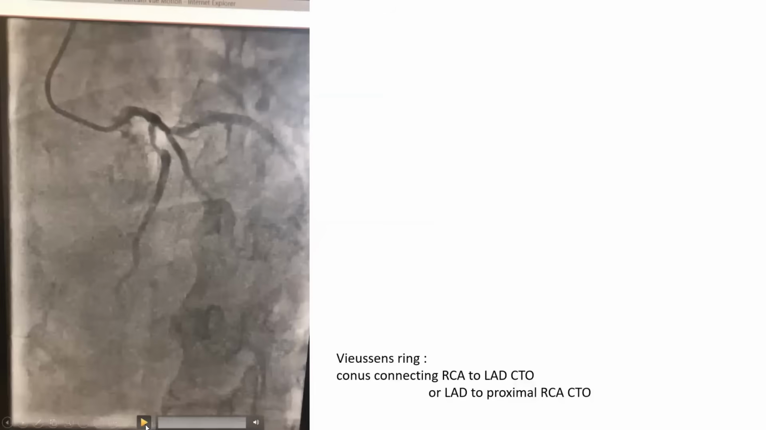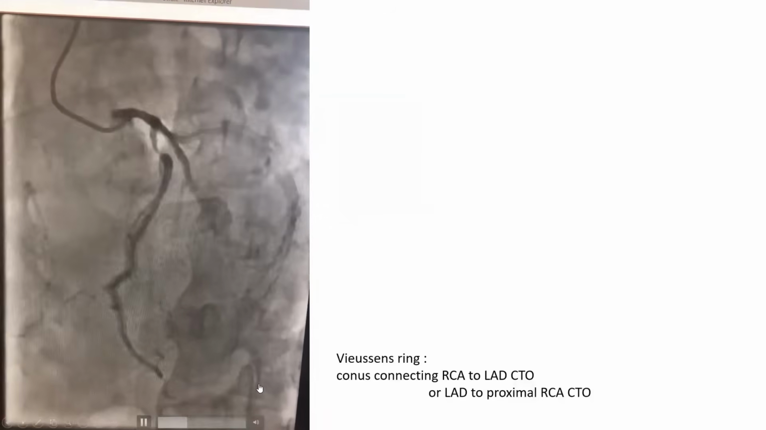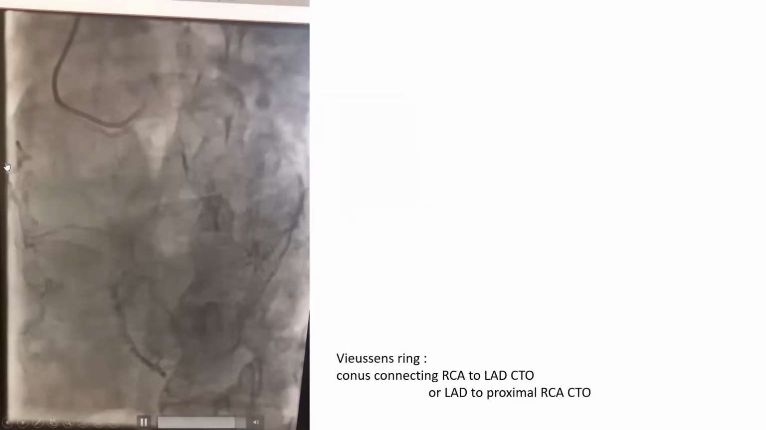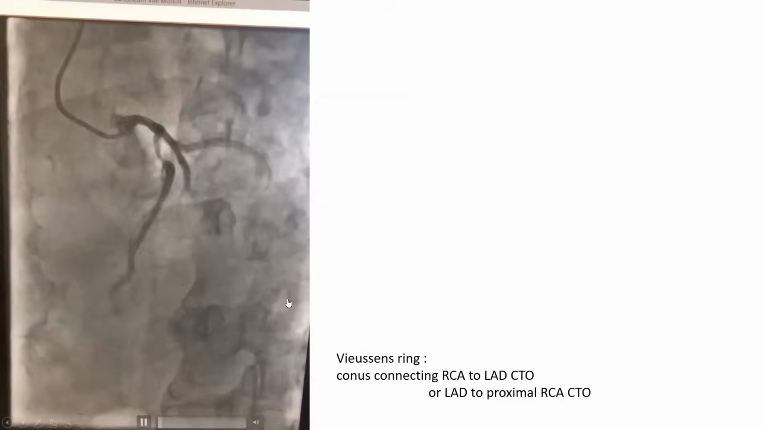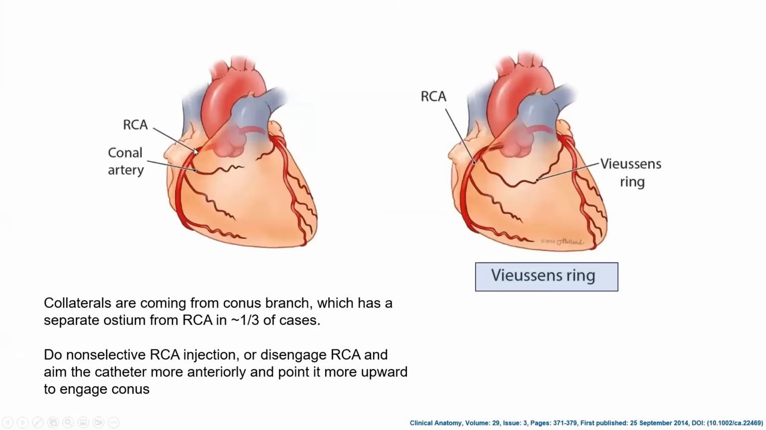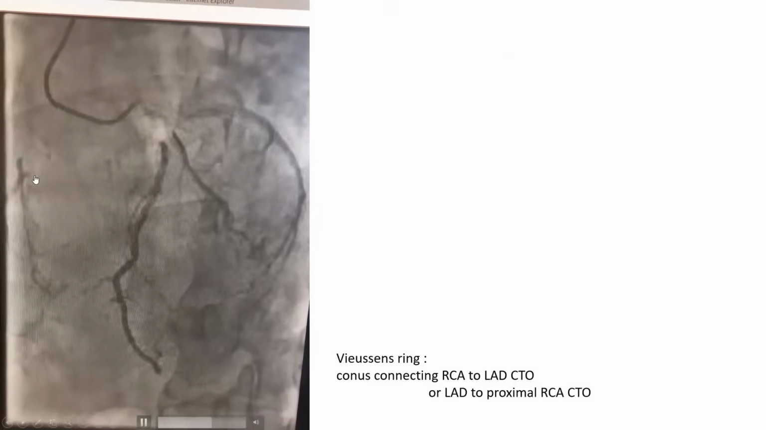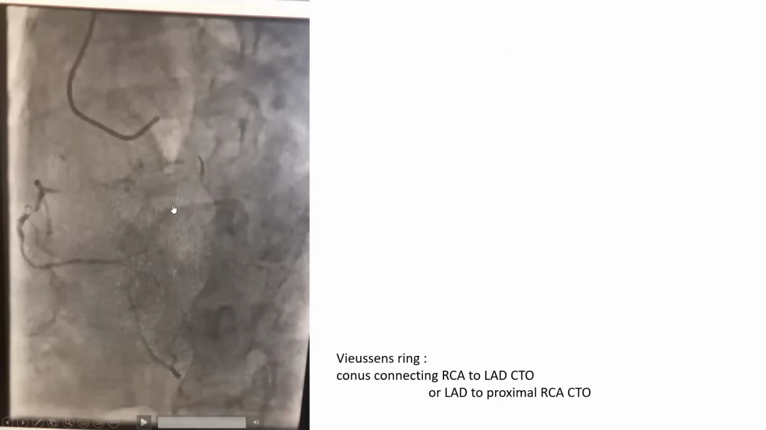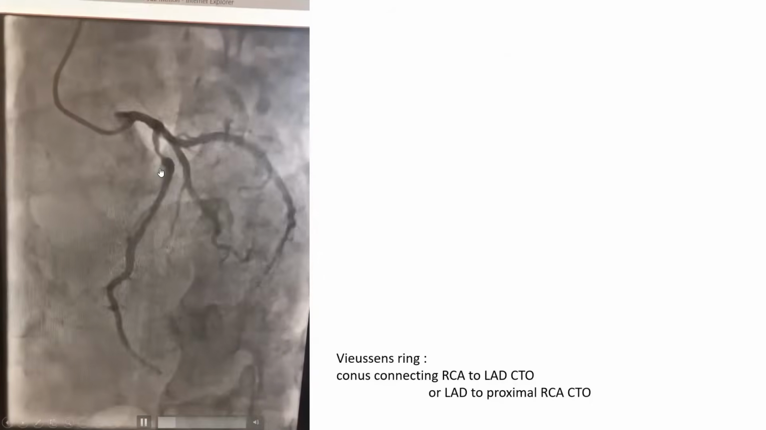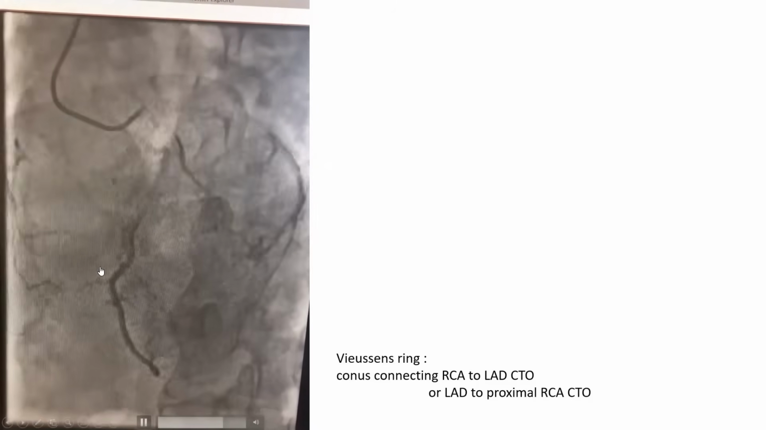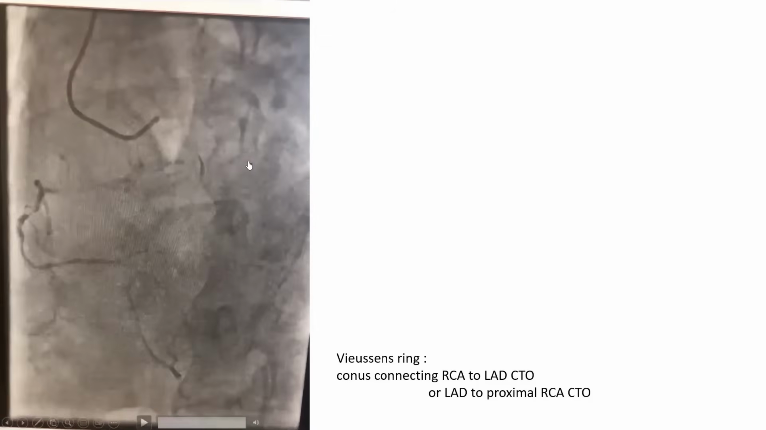This is from a case I did. This is a Vieussens collateral for an occluded RCA. It can go both ways, Vieussens. It can go from the conus to an occluded LAD, or it can go from the LAD to an occluded proximal RCA. And this is a case I had where the patient had an occluded proximal RCA and he had a Vieussens collateral from the LAD to the RCA.